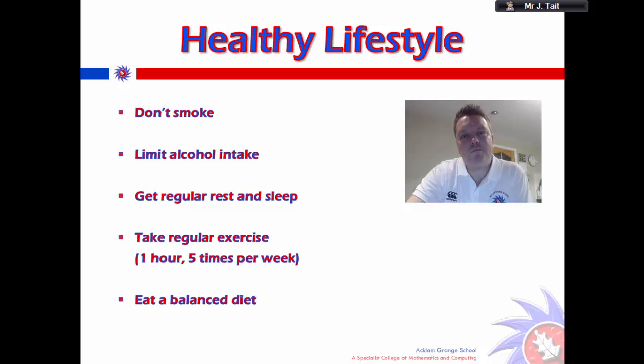Not smoking. It doesn't say don't drink alcohol. It's talking about limiting the alcohol intake. And one of the important factors there to think about is that alcohol dehydrates the body. And there's lots of stories of athletes who've had alcohol tests prior to training and those sorts of things.